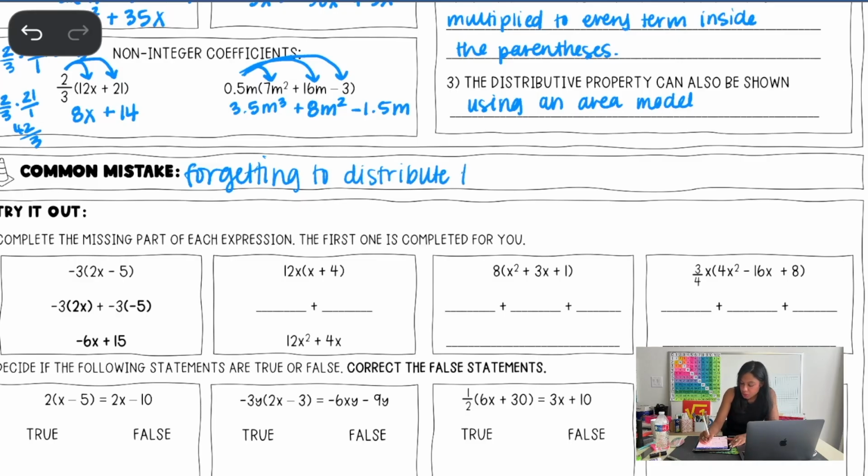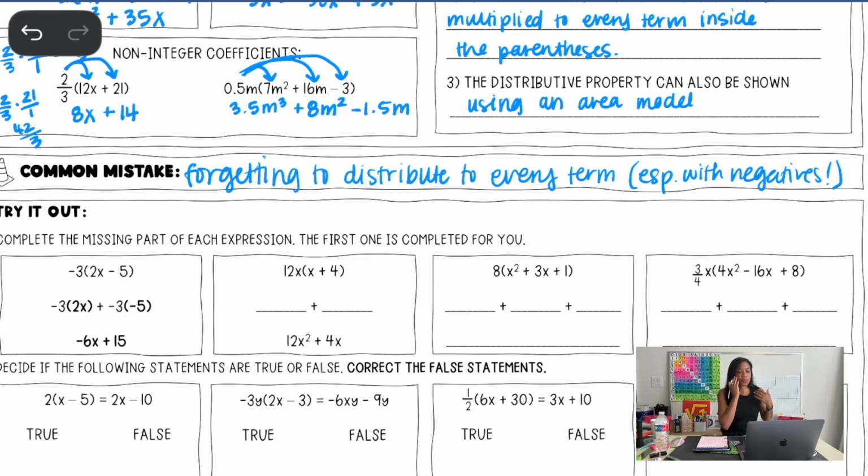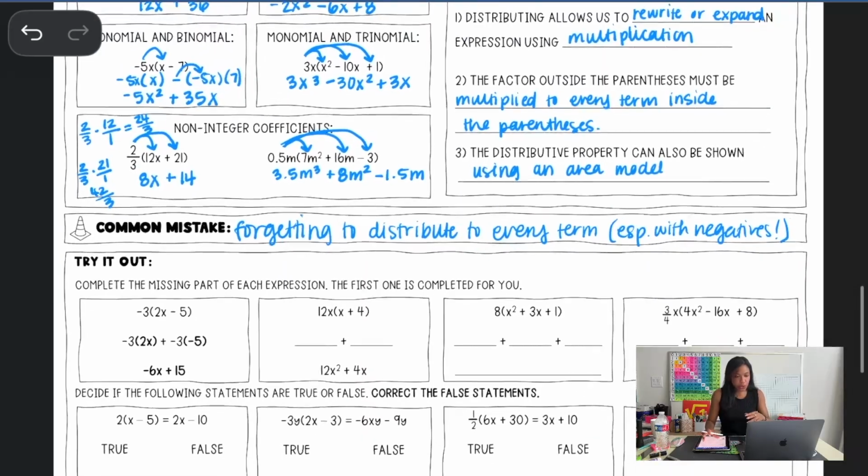Distribute to every term, especially with negatives. You have to be really careful about those negatives. All right.